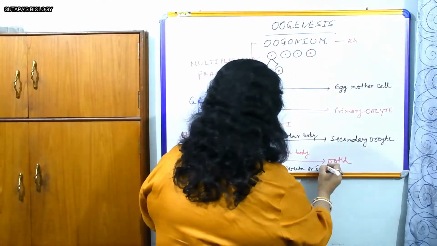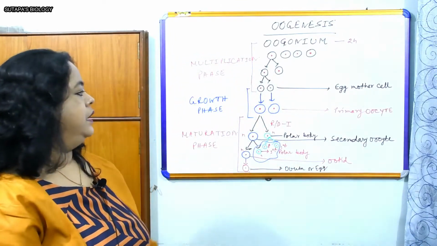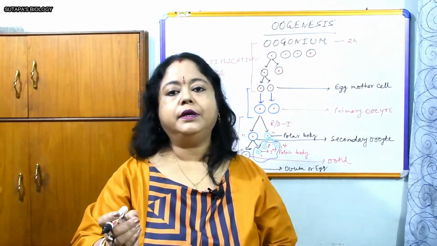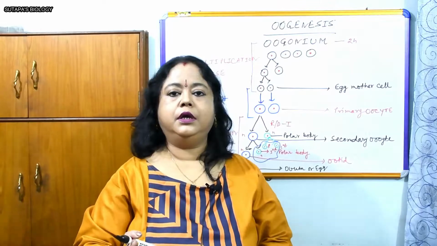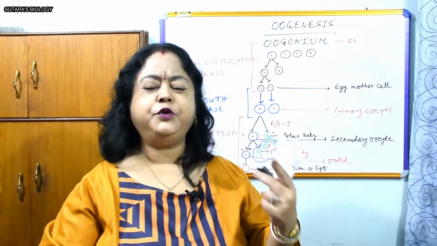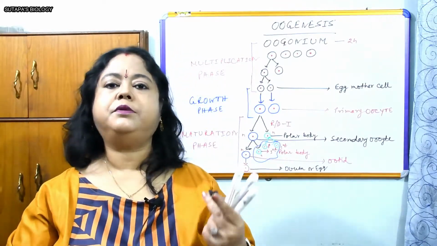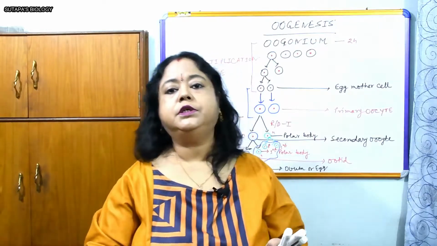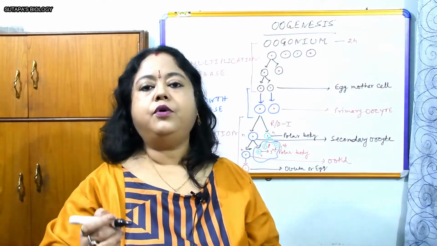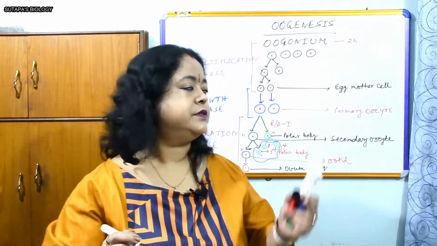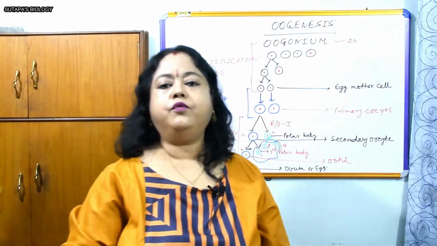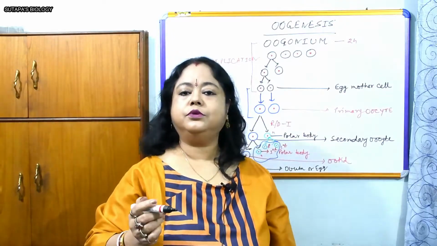Now, very important thing I have to tell you about this, that after reduction division 1, the ovum gets released from the ovary. The Graafian follicle, I've told you in my video on the female reproductive system, ruptures during ovulation and the ovum gets released from the mature Graafian follicle. Now, ovulation will take place at this stage, that is in secondary oocyte stage. This will be discharged from the ovary.